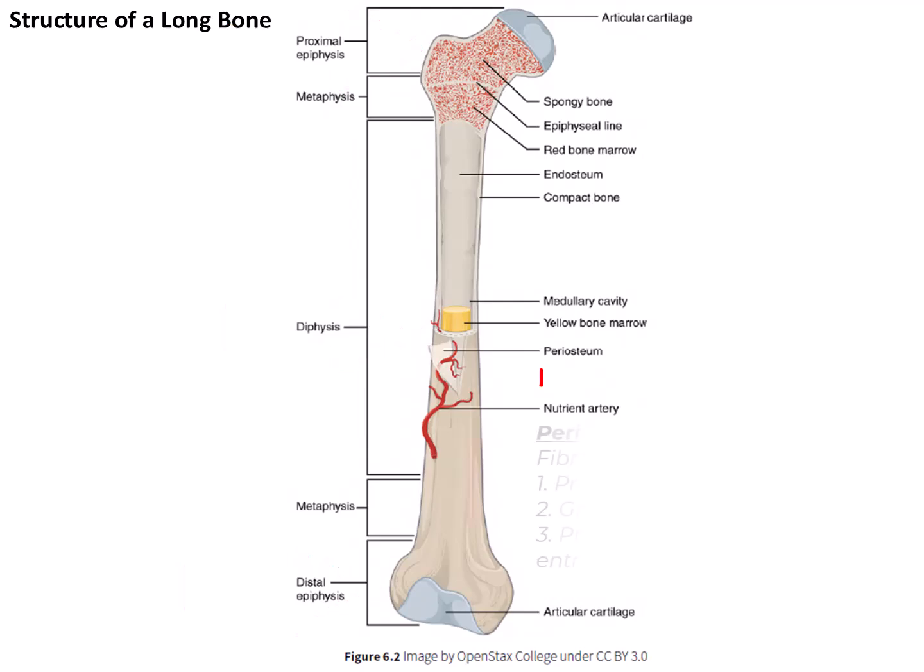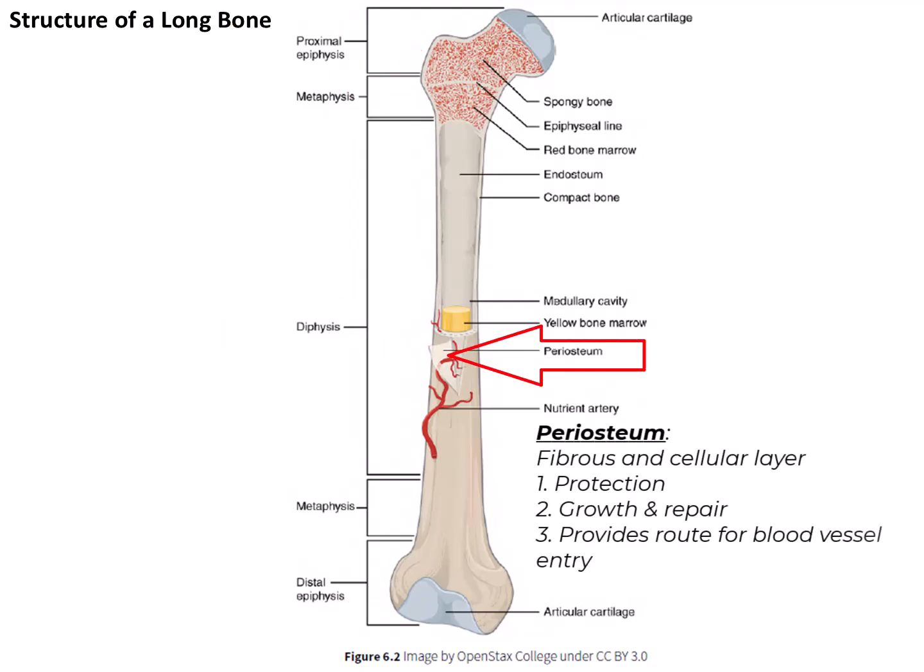The periosteum is a fibrous and cellular layer that surrounds the entire bone. The periosteum provides some important functions. The first is protection. Secondly, it is for growth and repair of the bone. And lastly, it provides a route for blood vessel entry. Just beneath the periosteum is compact bone.